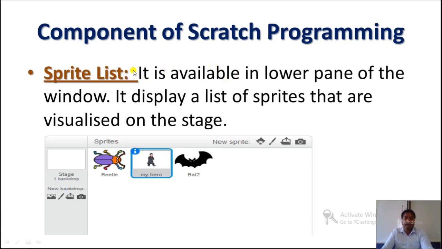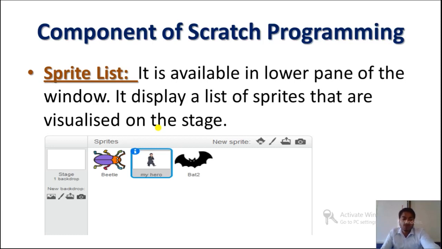So we have the sprite list. It is available in the lower pane of the window. It displays a list of sprites that are visualized on the stage. It allows us to see the list of sprites which we have taken for our project, or we can say which we have taken on stage.